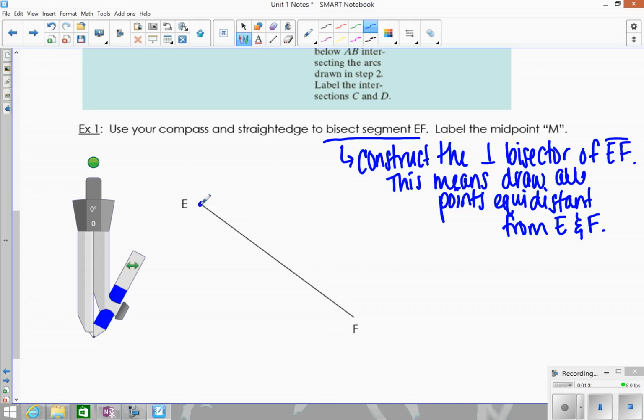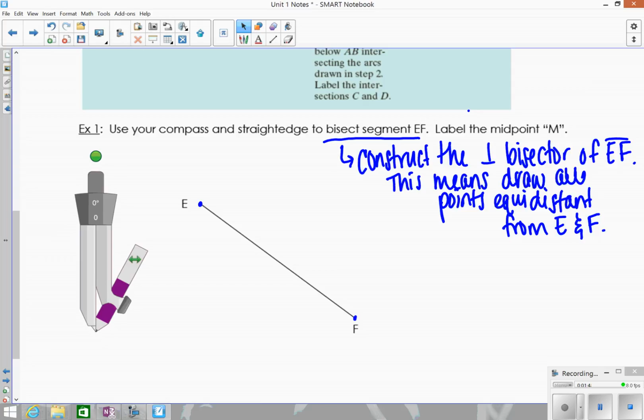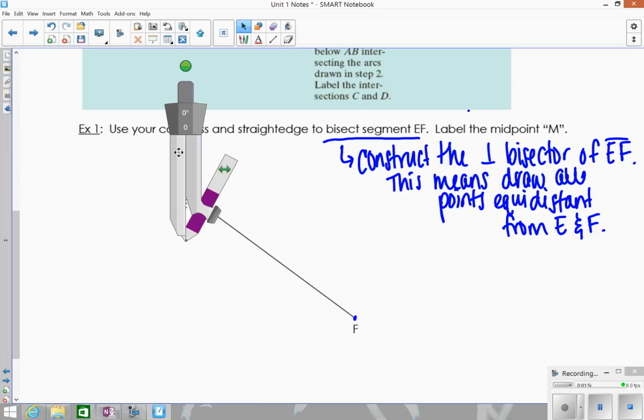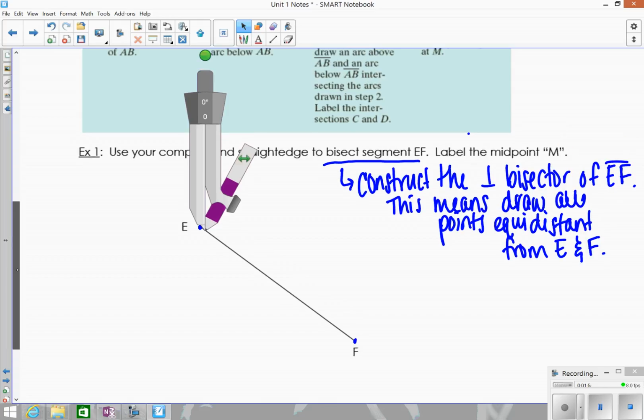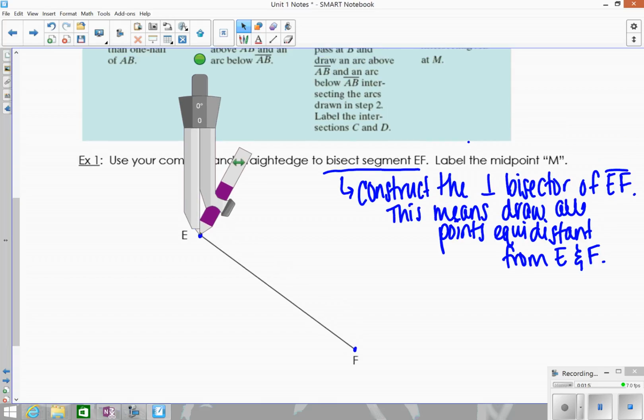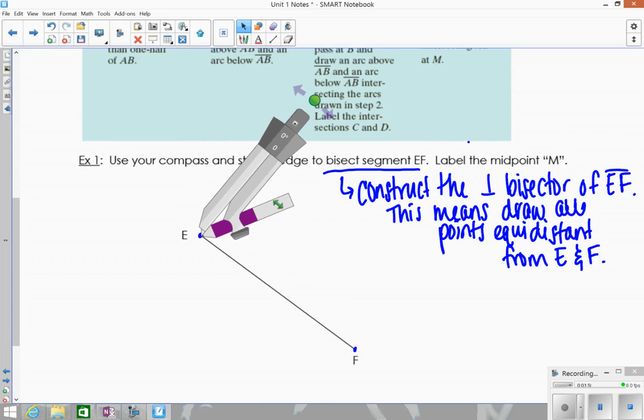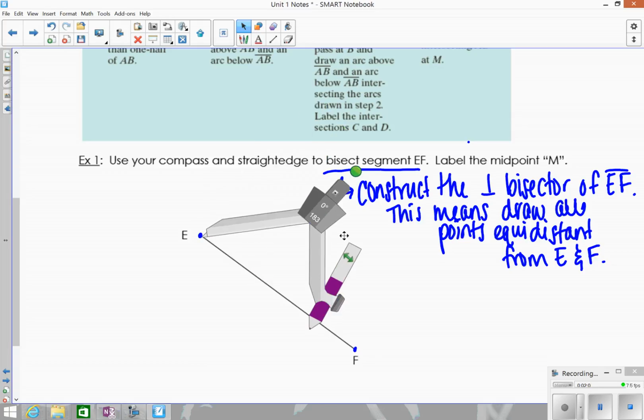So here's my endpoints E and F. And what you're going to do, so you've actually already done this when you do perpendicular lines through a point on the line or a point not on the line, you actually do the perpendicular bisector construction. For this one, you don't have to do the arcs from a point on the line or not on the line. You start right at the endpoints that they give you, and you're going to adjust your compass so that it goes more than halfway. If you don't go more than halfway, your arcs that you're about to construct won't connect.